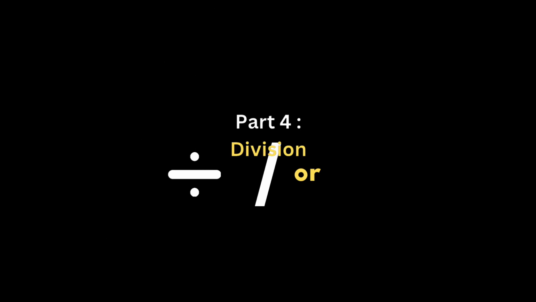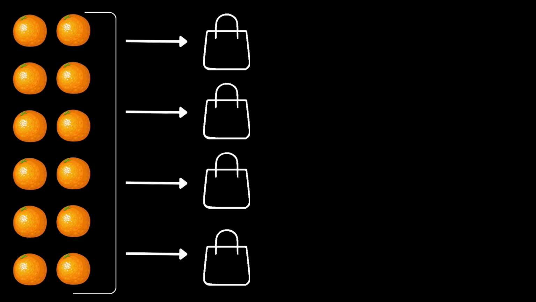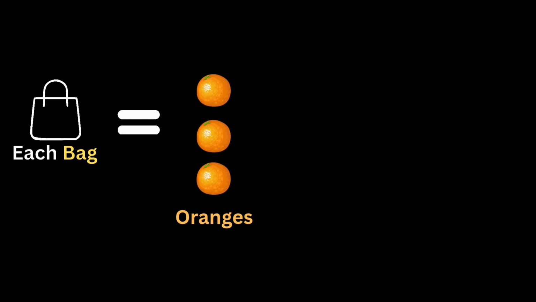Finally, we have division, the inverse of multiplication. It's shown with the division sign, a slash, or the obelus. Division is all about splitting into equal parts or groups. If I have 12 oranges and I want to put them equally into 4 bags, I perform 12 divided by 4 is equal to 3. So, each bag gets 3 oranges. We are sharing fairly or seeing how many of one number fits into another. We use division to find a quotient, to share, divide, or split into groups.